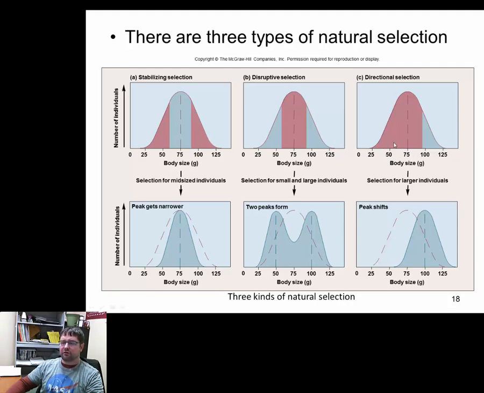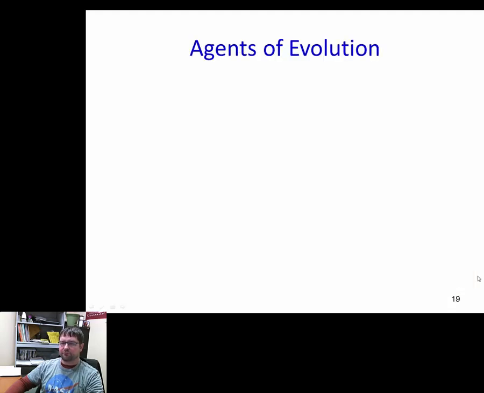And then directional selection is going to be selecting for one of the extremes. Everyone's bigger or everyone's smaller. And so you get these big peak shifts that move in one direction. And we'll look at some other examples.